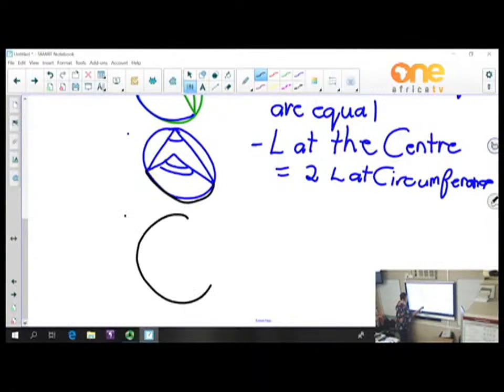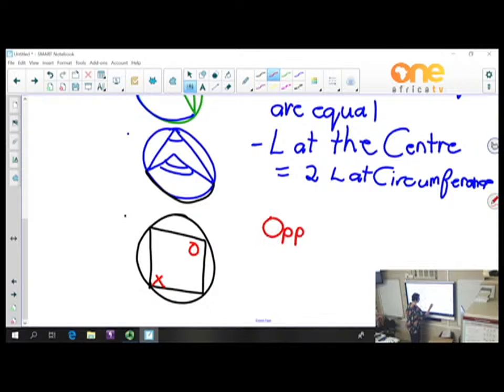The next one is what we call a cyclic quadrilateral. So this is not a cycle, it's a cyclic quadrilateral. What does this mean? A quadrilateral inside a circle. That's a cyclic quadrilateral. And what do you think about those two angles? No, they're not equal. Yeah, they are. Oh, yes, very good. Opposite angles are supplementary.